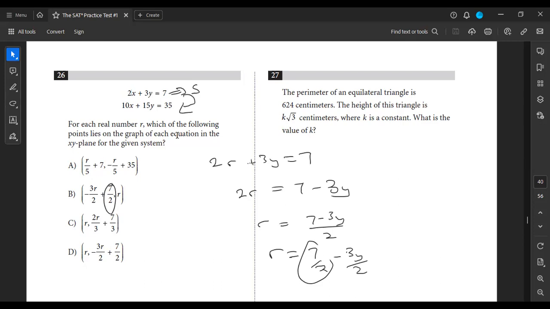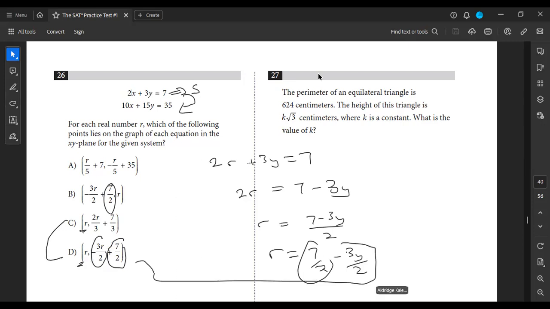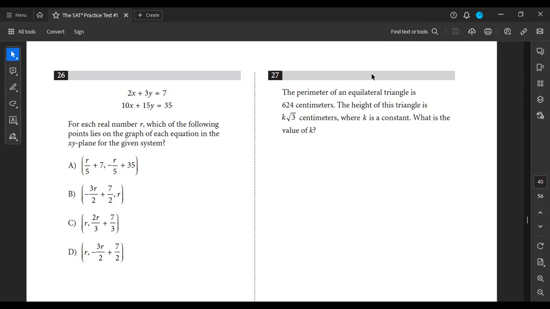Okay, let's try to substitute r for y instead, and let's see if we're going to get this. So we know that when our x is r, looking at C and D, we need a positive 7 over 2, but we need a negative 3y over 2. So that doesn't work. But let's try to put r in for y this time. This is probably the most difficult question we've seen here, but it's solvable. Let's try 3r.